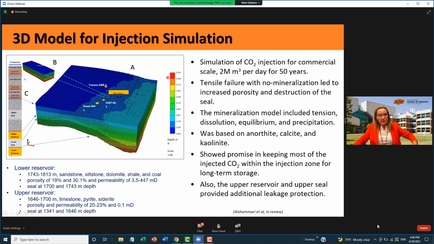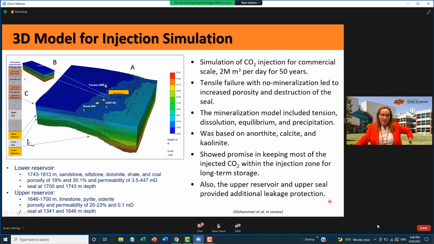One of our other students took this model created by Khaled, with, again, lower and upper reservoirs in the Upper Cretaceous and the 2 seals. Took this and did a 3D injection simulation. He investigated the porosity and permeability variations within the 2 identified reservoirs, as well as the proposed seals, due to either tensile failure and potential CO2 plume linkage.